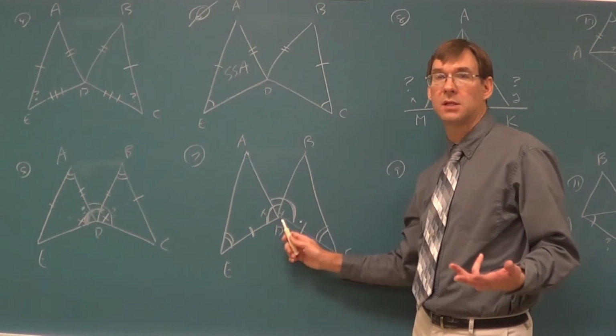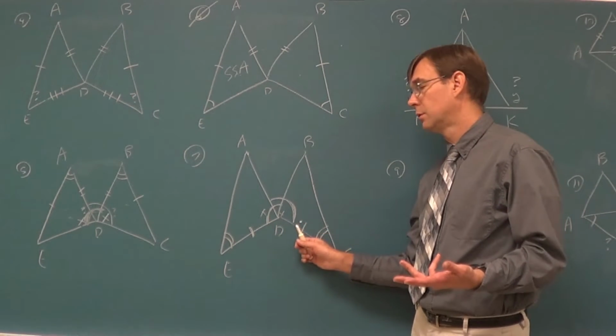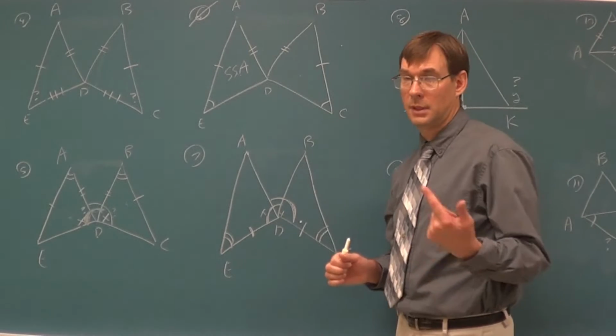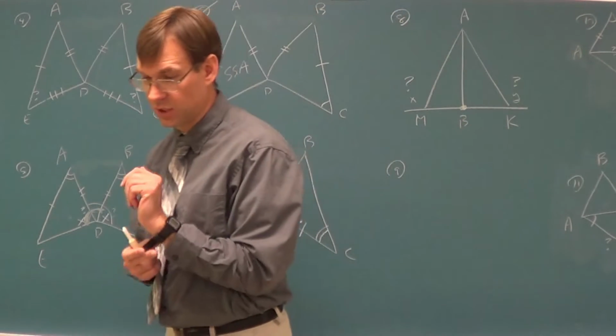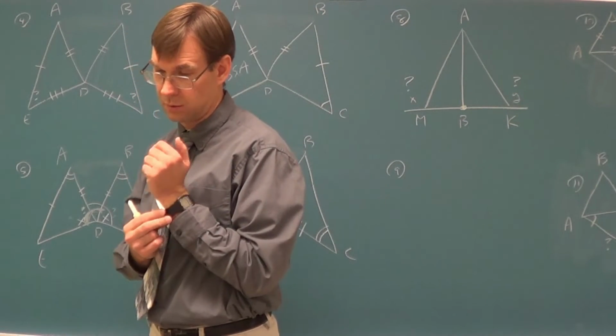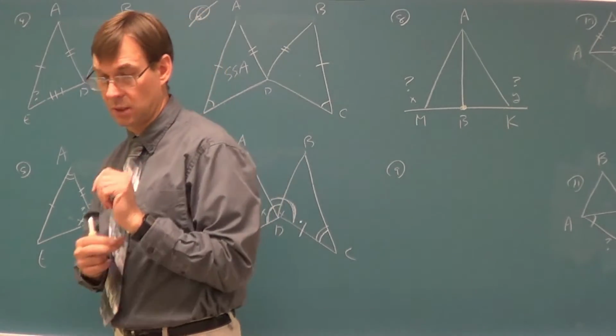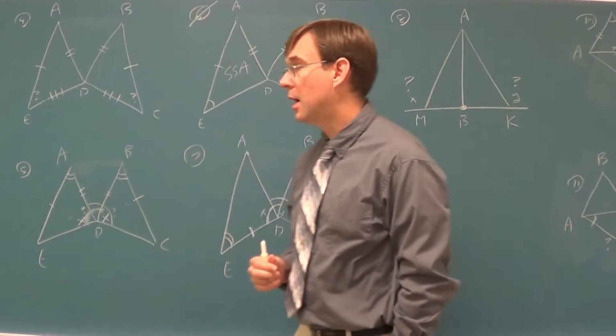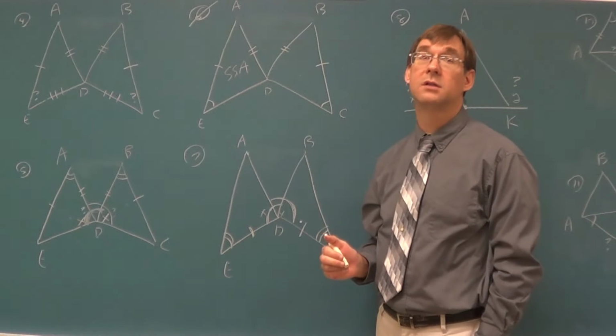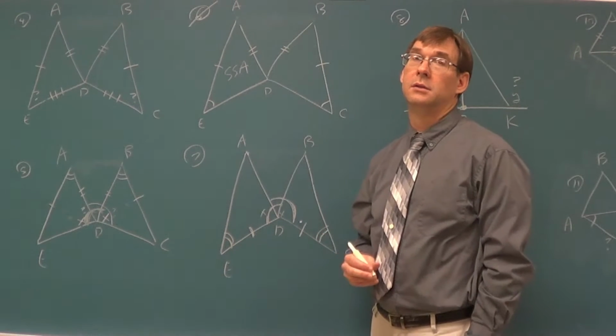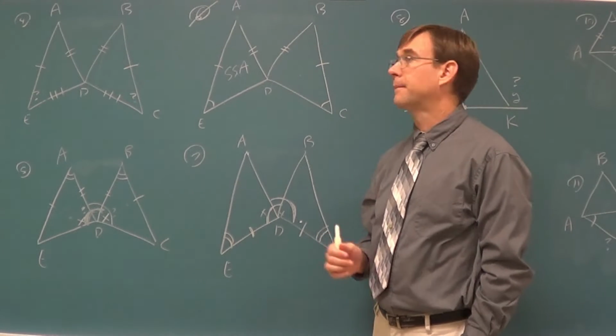We'd have our 3 pieces and we could do ASA, and then the big finish is still CPCTC. Something up through 7. So, first 6, why can you?